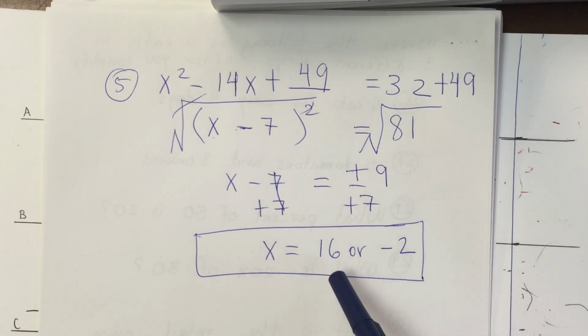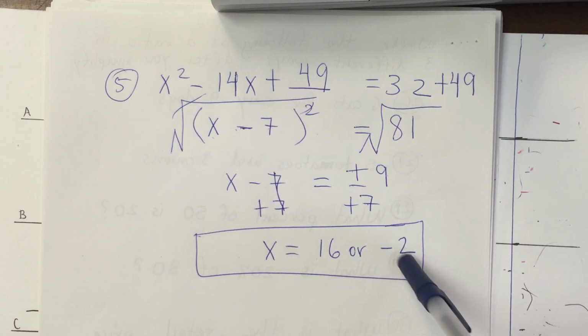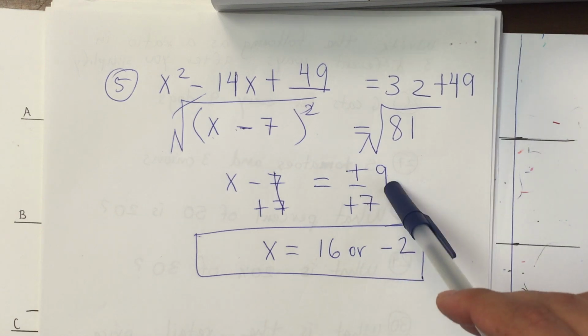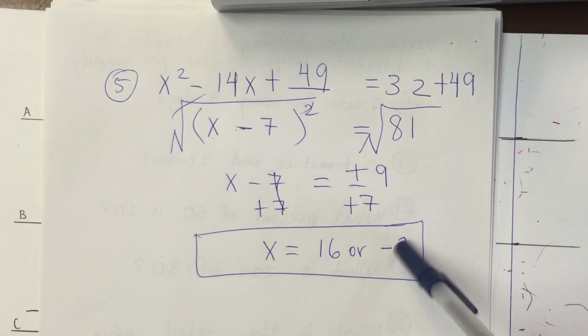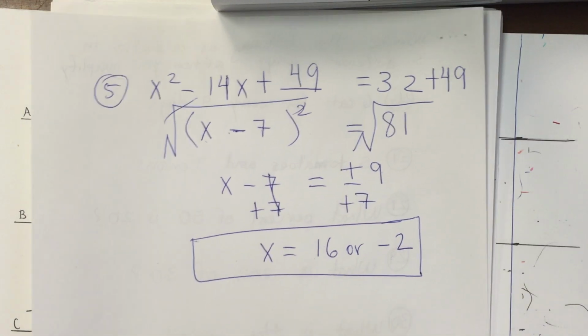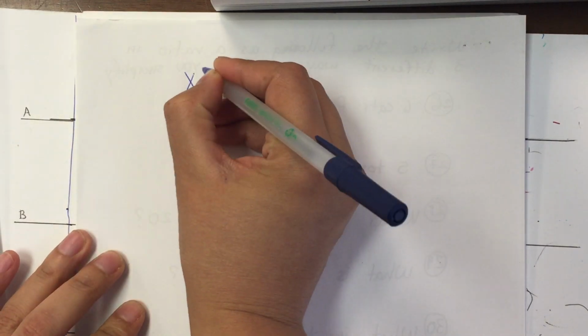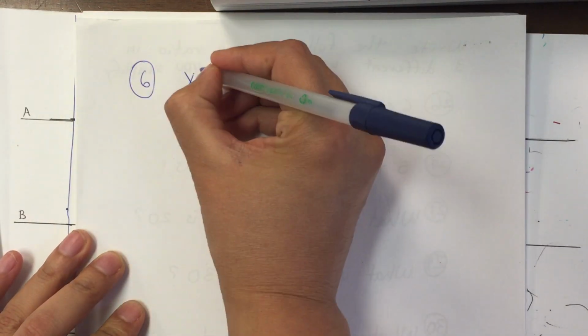So the answer for number 5 on 10.10 is 16 or -2 because 7 minus 9 is -2. Okay. So let me do the other ones. So these ones are a little bit more complex.